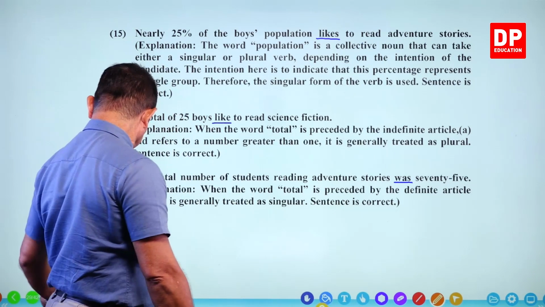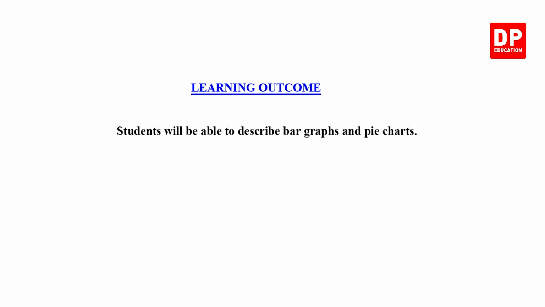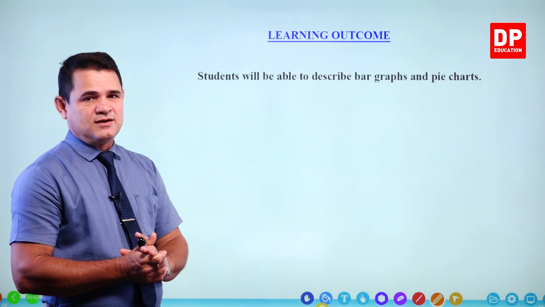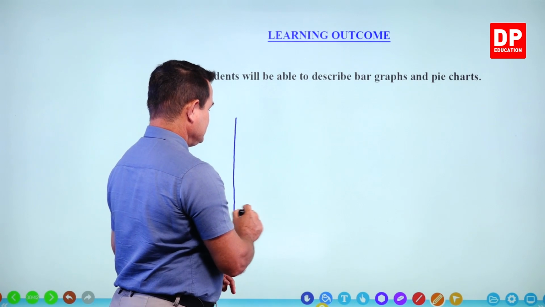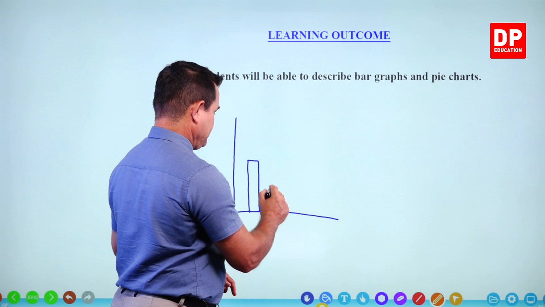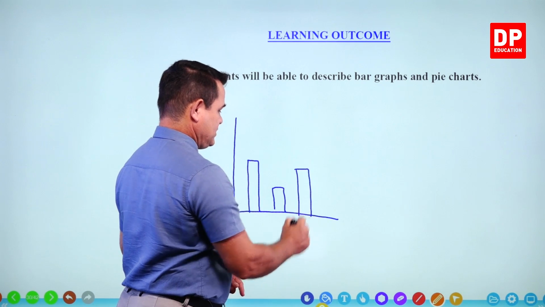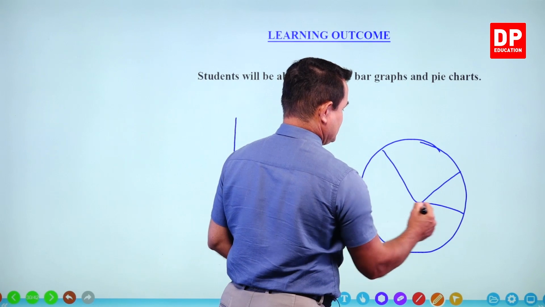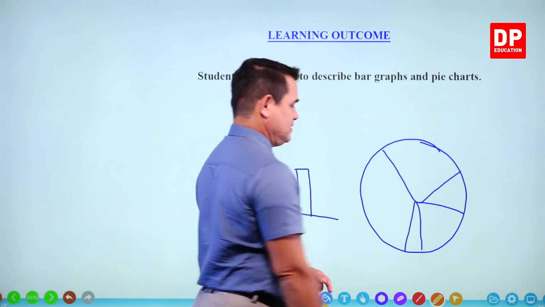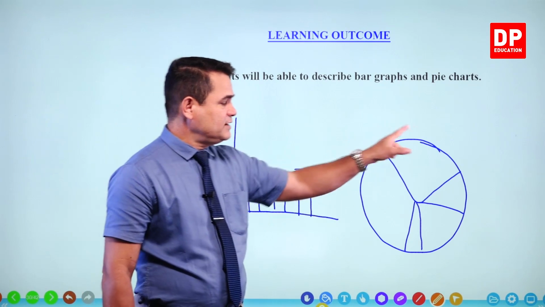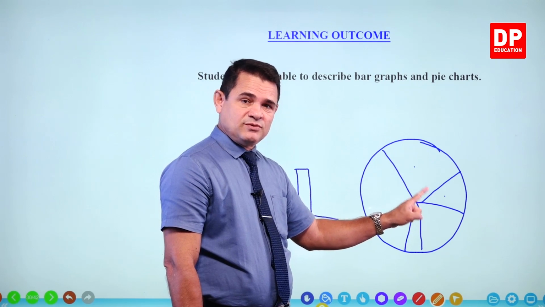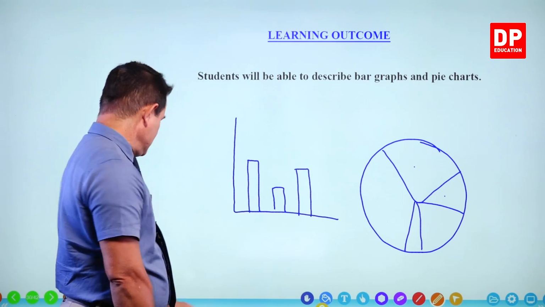Just have a look at this right here. When you learn this one, you will be able to describe a bar graph and pie chart. You know a bar graph, there you find bars like this. A pie chart looks like this, showing the percentages. The same information can be given in this one, maybe in numbers or percentages. So now let's look at them in detail.